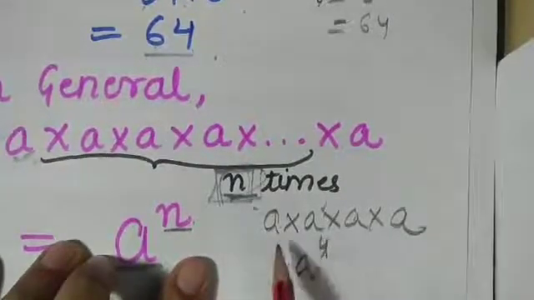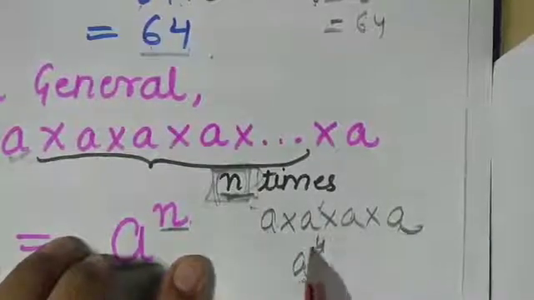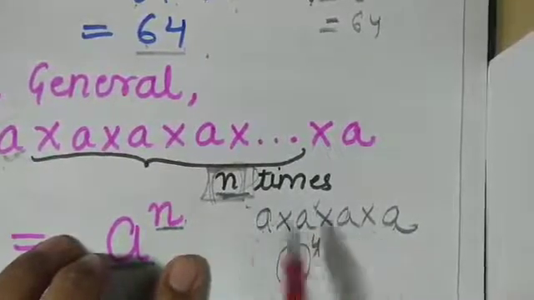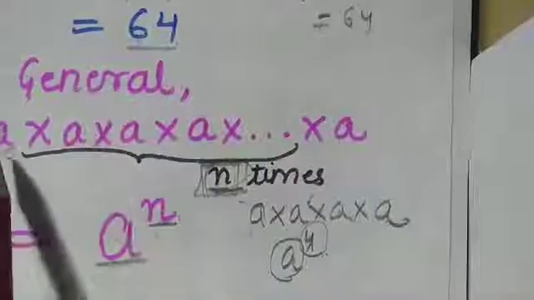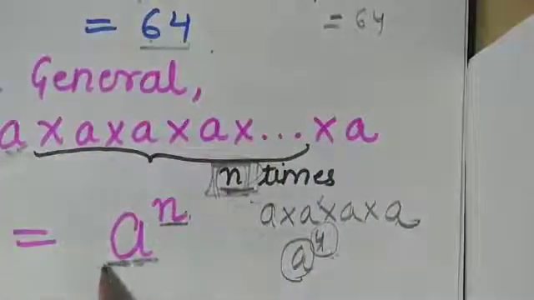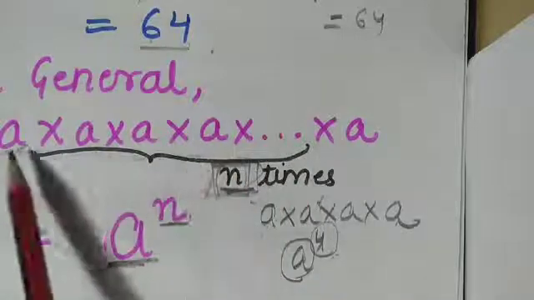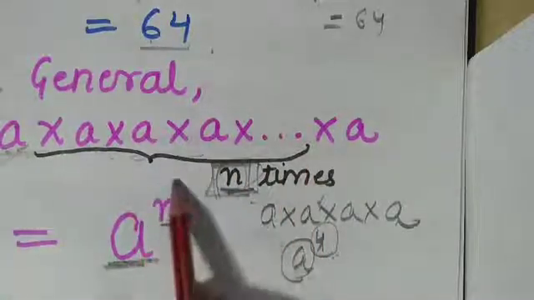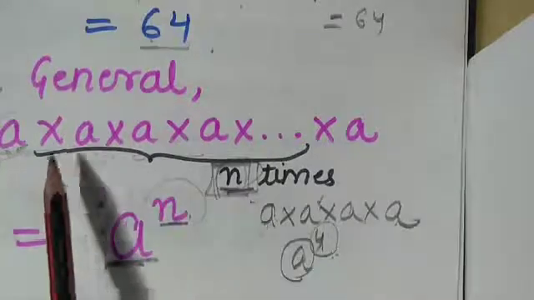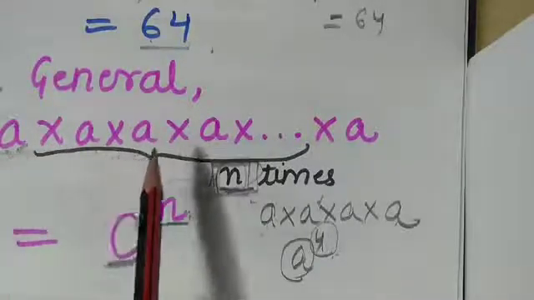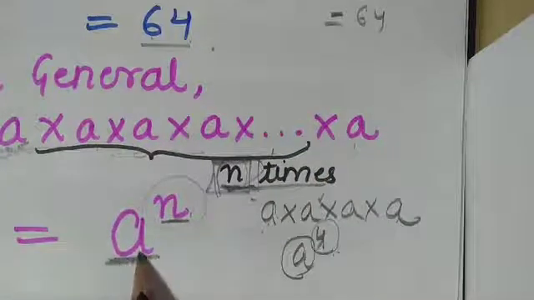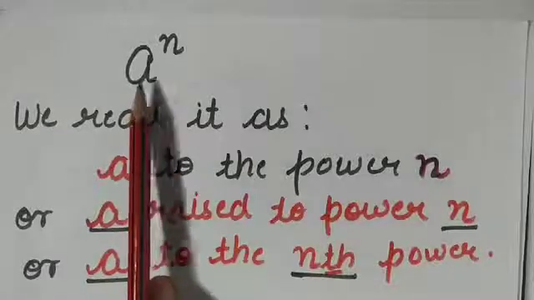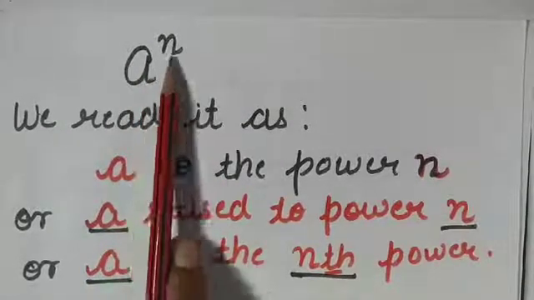The number which is being multiplied denotes the base, and the number of times the base is multiplied is your exponent, that is your power. If we are multiplying a here, then a denotes the base, and we are multiplying n times, so that denotes your power, or you can say exponent. In general, we can write a into a into a and so on up to n times. That can be written as a raised to the power n. So when a is multiplied n times, that can be written as a raised to the power n.